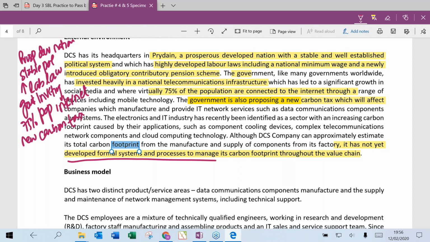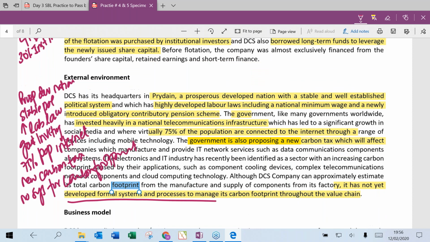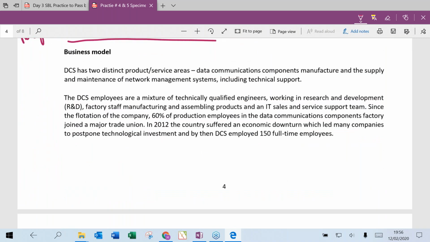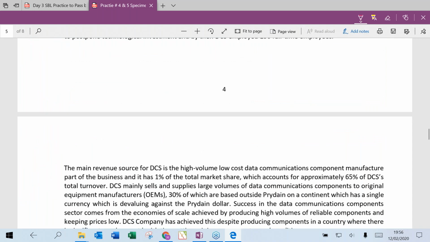And no formal systems. No system for carbon footprint. Okay. Good. So a lot of information I can see from this. So now let's look at the business model. They have two products. I know this is more specific information.